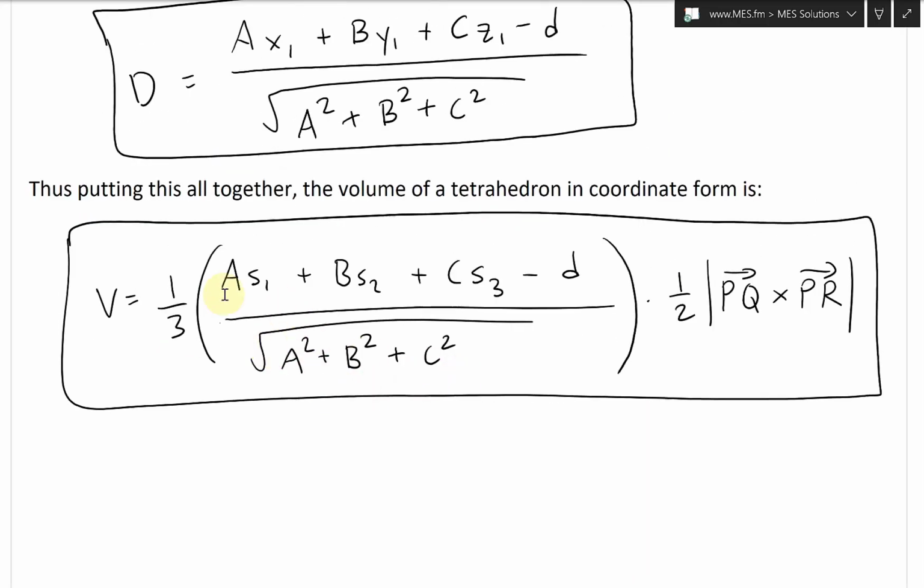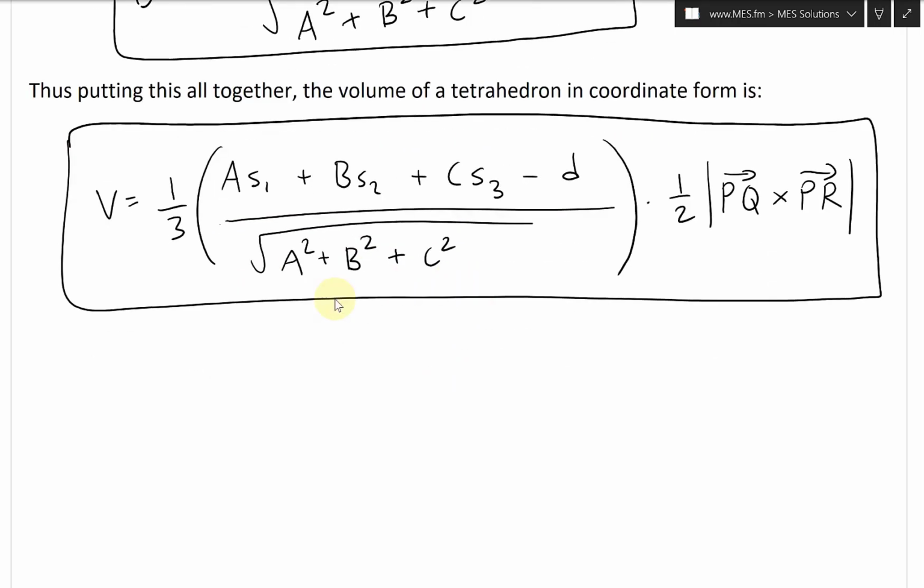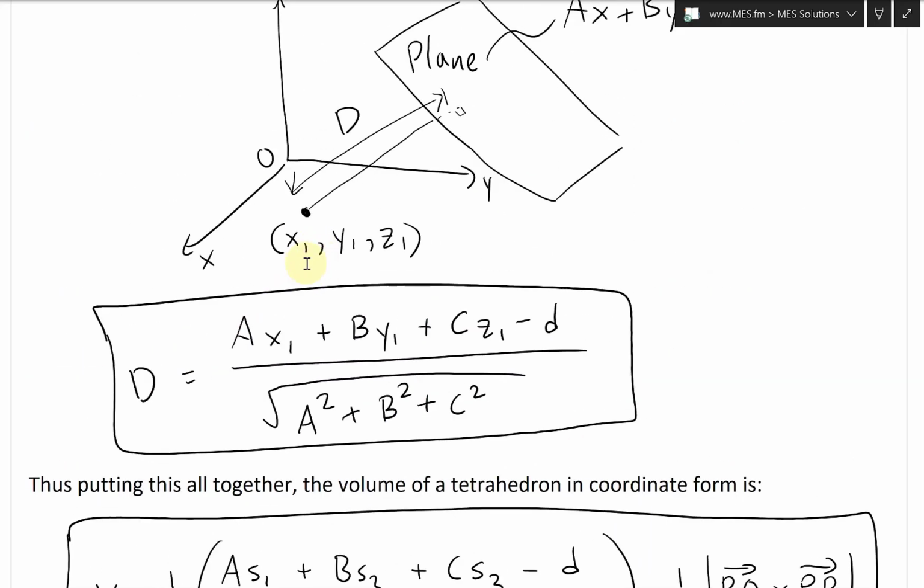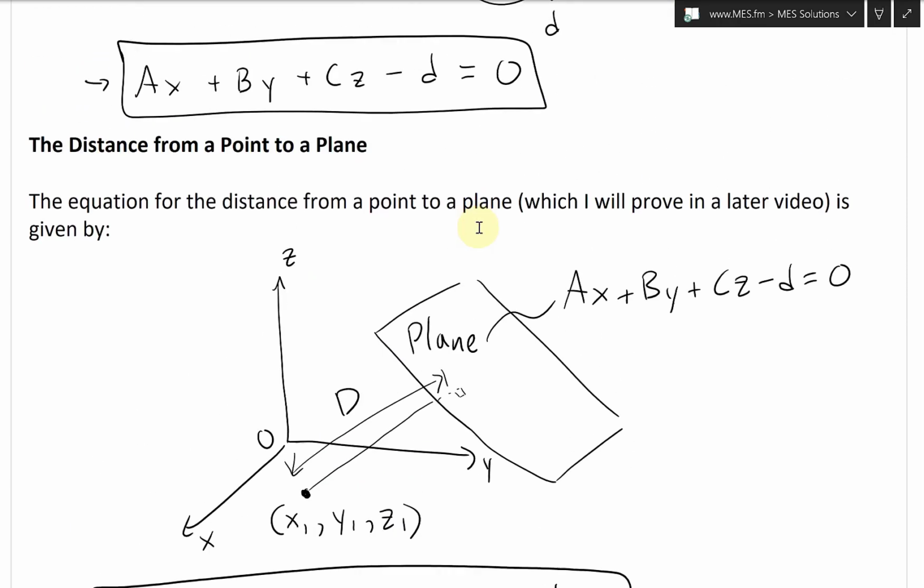And then I'm going to write here, because we need this a, b, c, where the a, b, c is, again, going to be from a vector perpendicular to this plane.